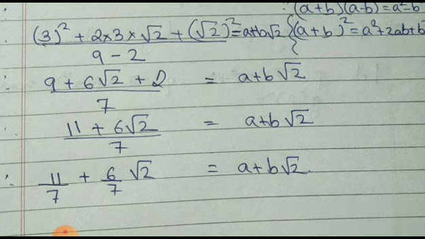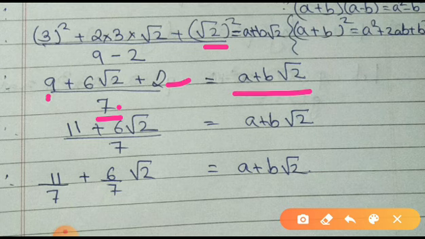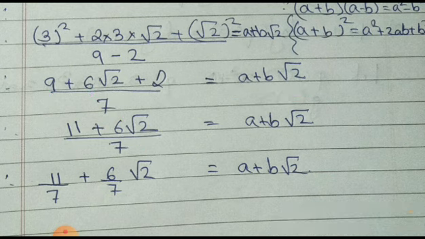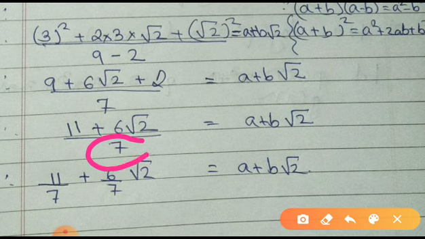So I'll be getting 3 square is 9. 2 3s are 6 root 2, plus root 2 square is 2. 9 minus 2 is 7. RHS as it is. So 9 plus 2, like terms together, 9 plus 2 is 11, and 6 root 2. That is 11 plus 6 root 2 divided by 7 is equal to a plus b root 2. Now see what is my denominator? It is 7. Is it now a rational number? Yes. That means our procedure is correct.